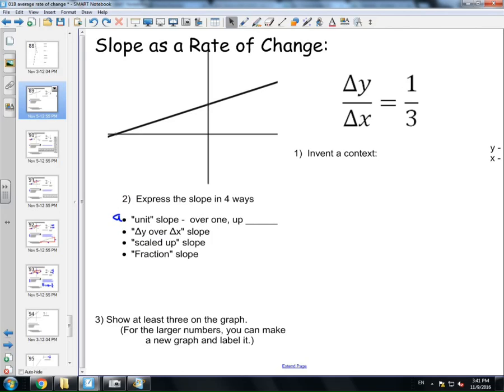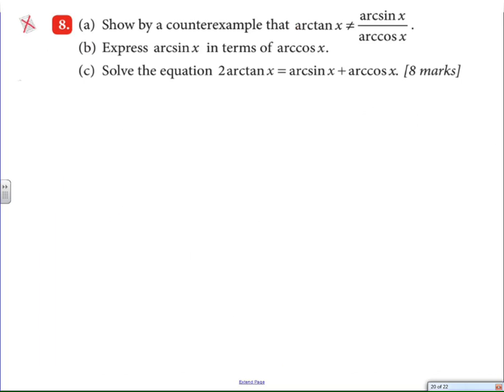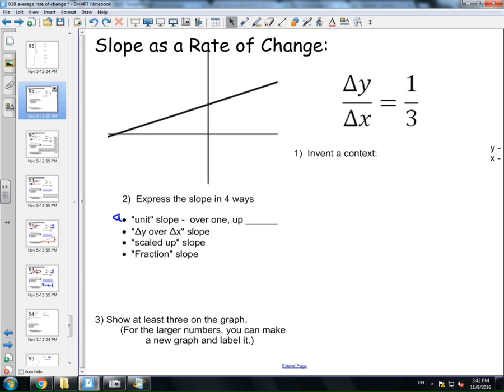What I mean by unit slope is we're always going to set the change in x to be 1. So that is to say, if I take any point on the graph and go over 1, how much up do I go? To figure this out, we're going to take this 1/3 and make it equal to 1/3 to 1. There's a 1/3 to 1 ratio.